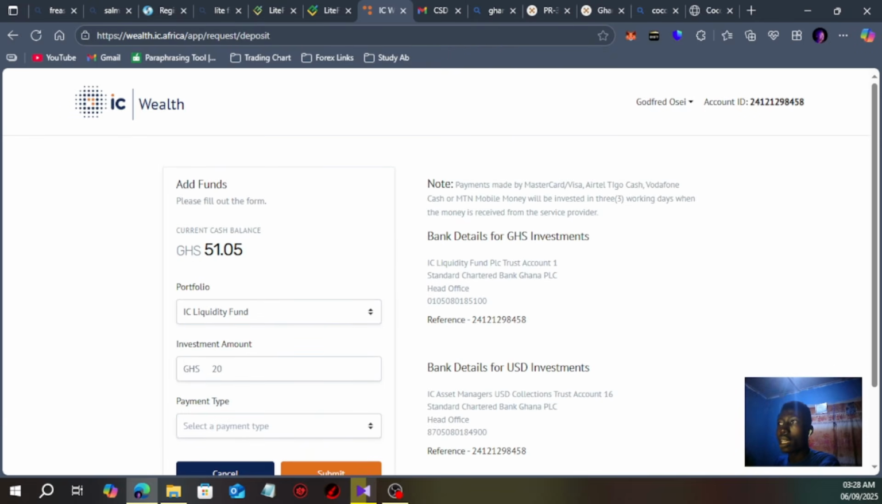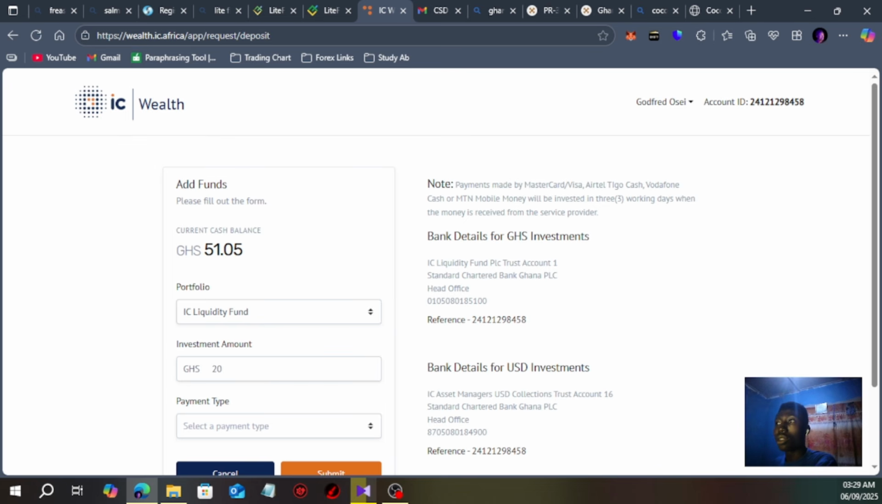Note: payment made by Visa card or MasterCard, Airtel Tigo Cash, Vodafone Cash or MTN mobile money will be invested in 3 working days when the money is received from the service provider. So it's at most 3 working days. It's not that the money will always take 3 working days to be deposited; the maximum is 3 working days. Sometimes it will be deposited instantly, the moment you make your deposit.